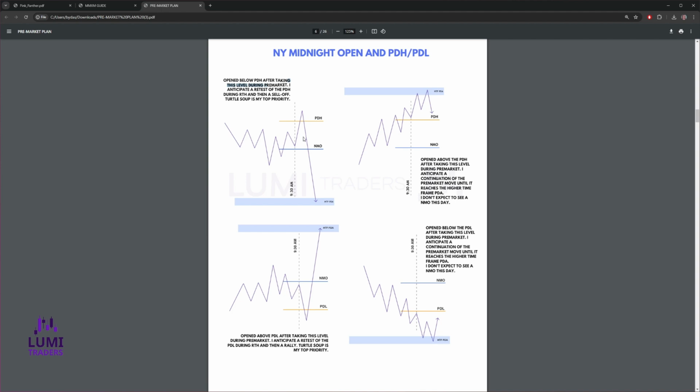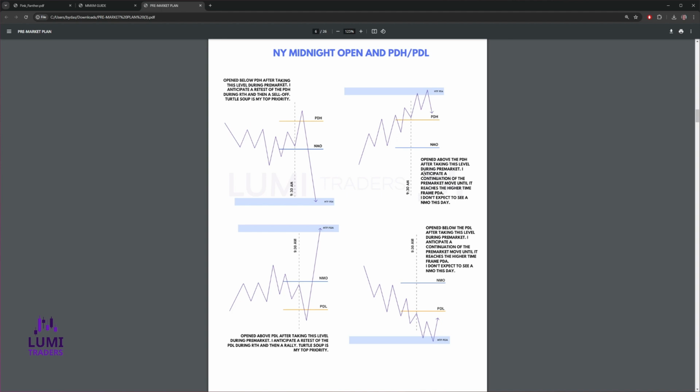Turtle soup entry with targeting a high time frame discount array. Exactly the same idea for long here. Market opened above previous day low level. Here is 9:30. We opened above previous day low level after taking this level before market open. So here is the opening. We took out this level before market open. I anticipate an RTH test of this level, a turtle soup setup on the RTH chart, and then long with target at high time frame premium array. Here is the first example.